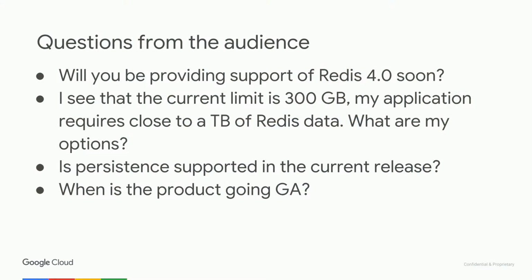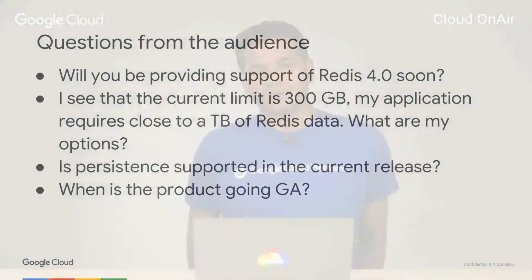Is persistence supported in the current release? Very good question. This is something that currently is not supported. Let me clarify persistence a little bit. There's RDB and then there is AOF, at least in 3.2. We plan to provide RDB snapshots very quickly, where you can take RDB backups to a GCS bucket. AOF is something that we are working on, and we should have that pretty soon. But currently, neither basic nor standard tier provides AOF persistence.